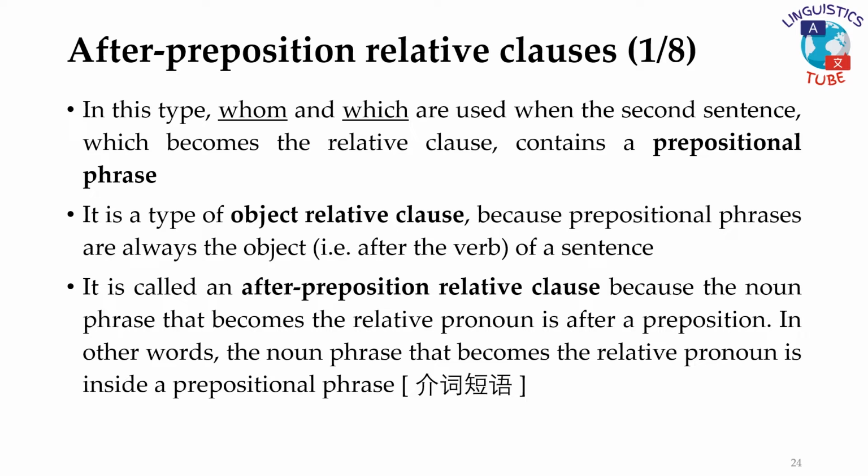Remember that a prepositional phrase consists of a preposition plus a noun phrase, such as in bed or at the office. Therefore, it is called an after preposition relative clause because the noun phrase that becomes the relative pronoun is after a preposition. We know that this type of relative clause is always a type of object relative clause because prepositional phrases are always the object of a sentence, so they are never the subject of a sentence.